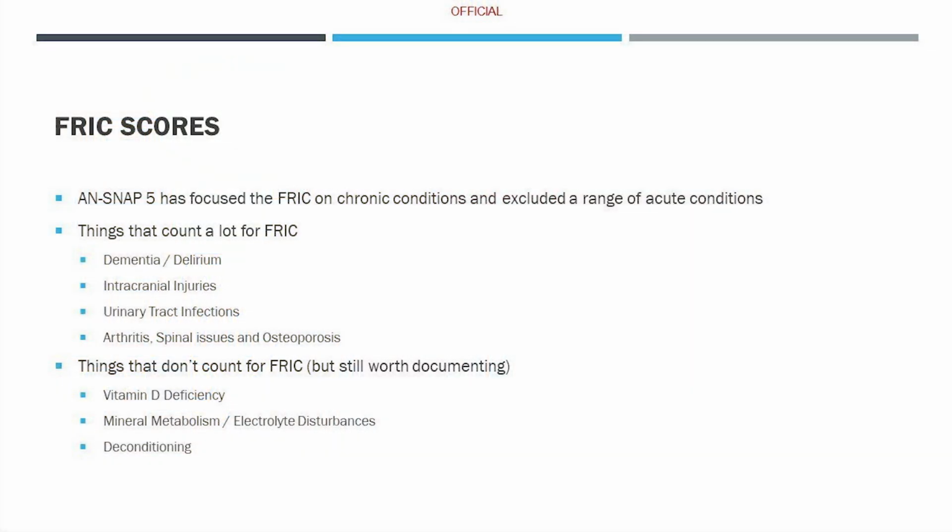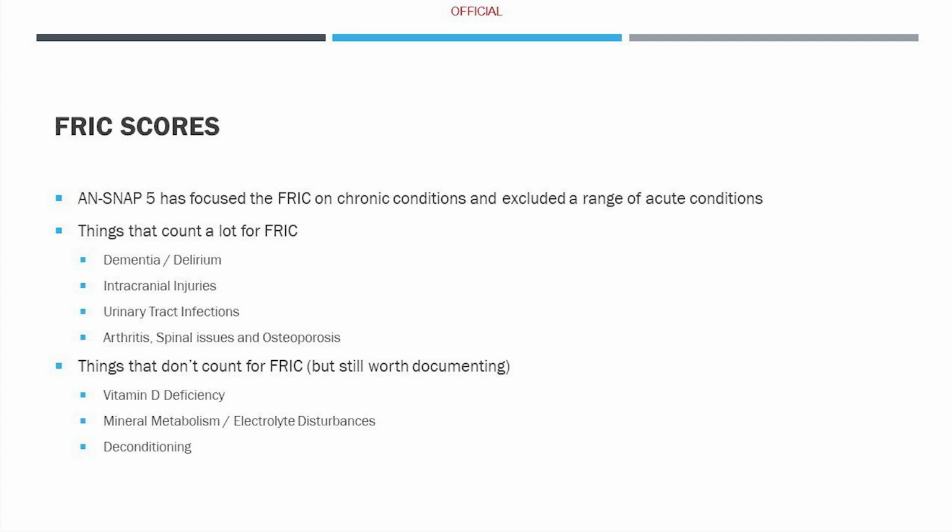There's a number of things that can contribute towards your FRIC score, and therefore in which of those 3 classifications your patient will sit under. Most of them relate to chronic conditions, particularly around cognitive impairment. Some of them are related to acute conditions, but a lot of acute conditions have been excluded from this particular classification system under ANSNAP 5. Things that used to count but don't count at all towards the FRIC score are vitamin D deficiency, mineral metabolism or electrolyte abnormalities, and deconditioning, which was one of my previous big go-tos if you've watched my other videos.